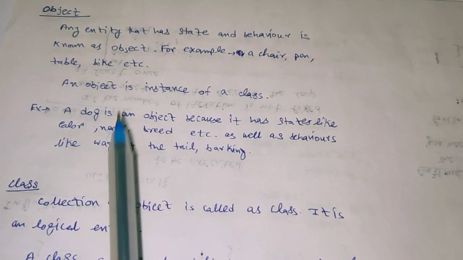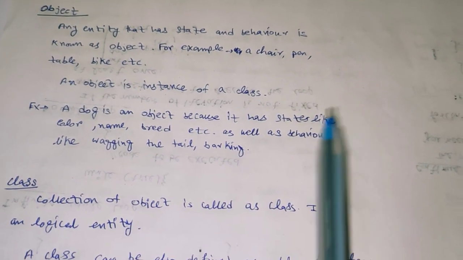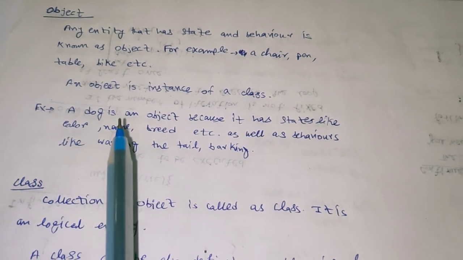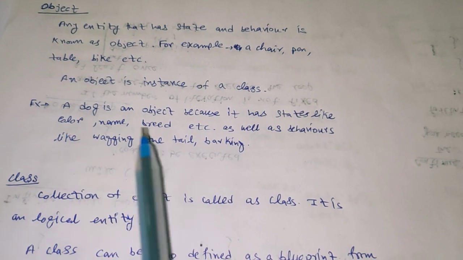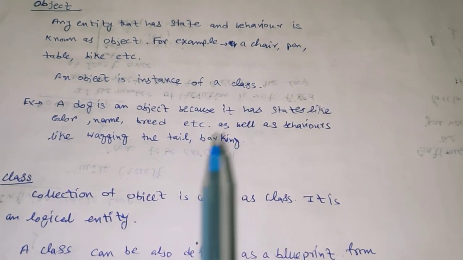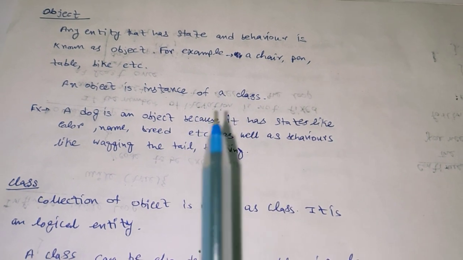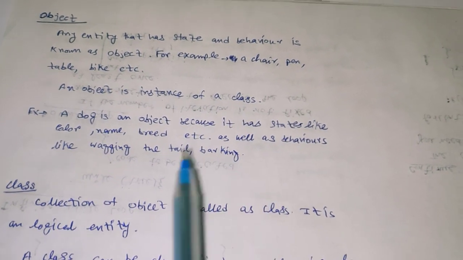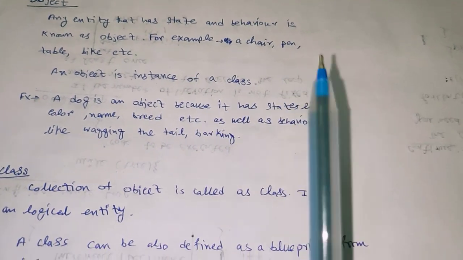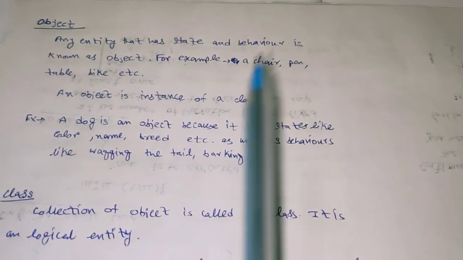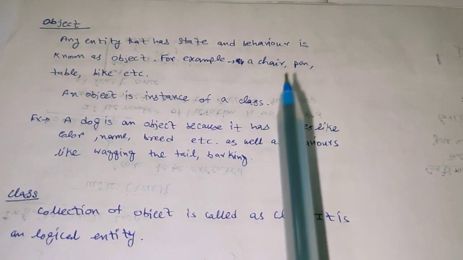Here is an example. A dog is an object because it has states like color, name, breed, etc., as well as behaviors like wagging the tail and barking. So whenever a physical entity acts as an object, it is known as an object. In our programming world, a banking object is there, another project acts as an object.